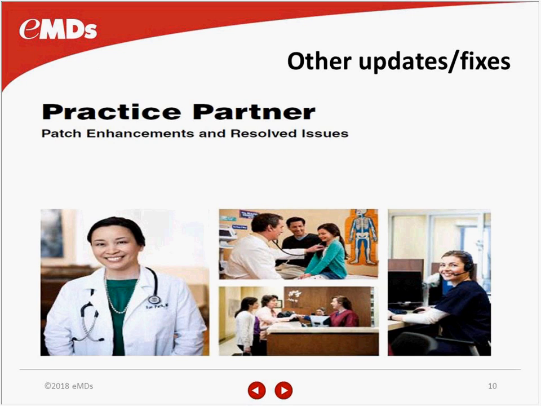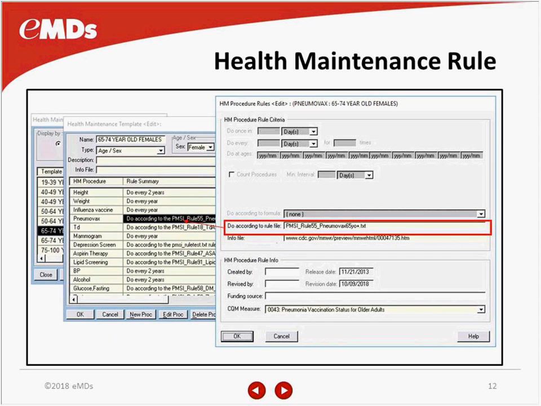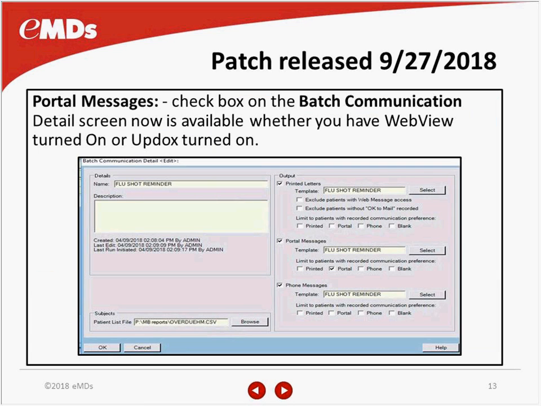All right, I want to move through some other updates and fixes that you may or may not be aware of. A lot of times we release fixes, and if you're not really paying much attention to it, you may do the patch, but not know if it has any effect on you. This first one, basically, we updated the rule file for the Pneumovax 65 and plus text. It wasn't calculating correctly with a 70-year-old patient, so you were not using it any longer. It's been fixed, and you can go ahead and reinstall it and utilize it in your templates. So that patch was released, and that's been updated.